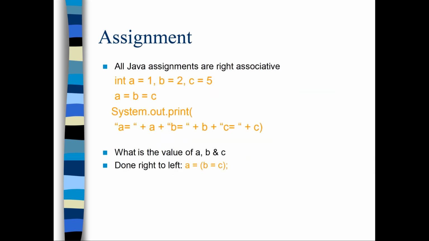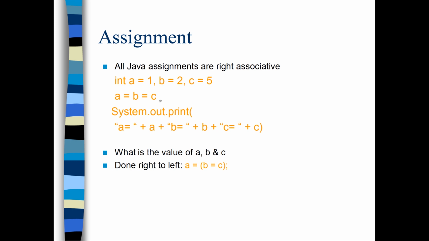Now let's see how the assignments are done. Simple. The assignment operator is used for all the assignments in Java. So the assignment operator is nothing but your equal to operator. In this example, int a equal to 1, b equal to 2, and c equal to 5 are declared and initialized basically. And we are doing a equal to b equal to c.